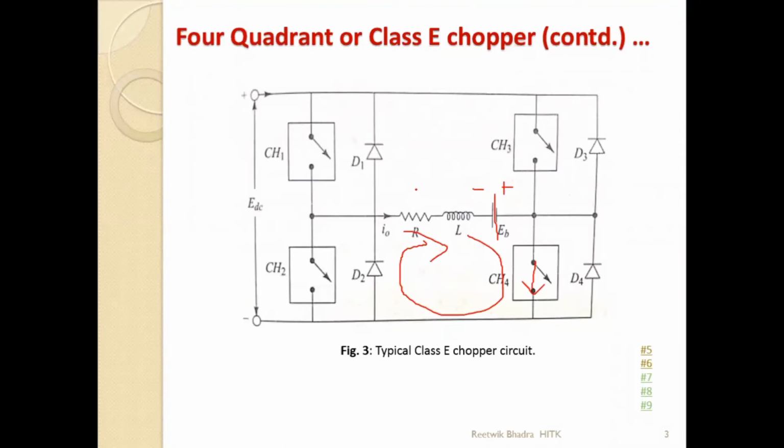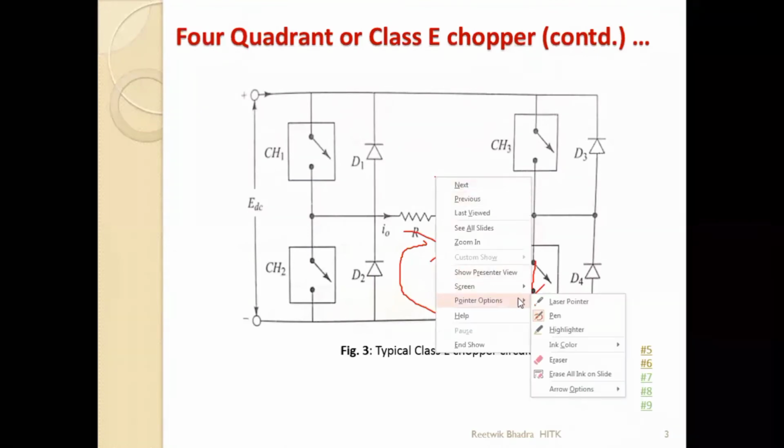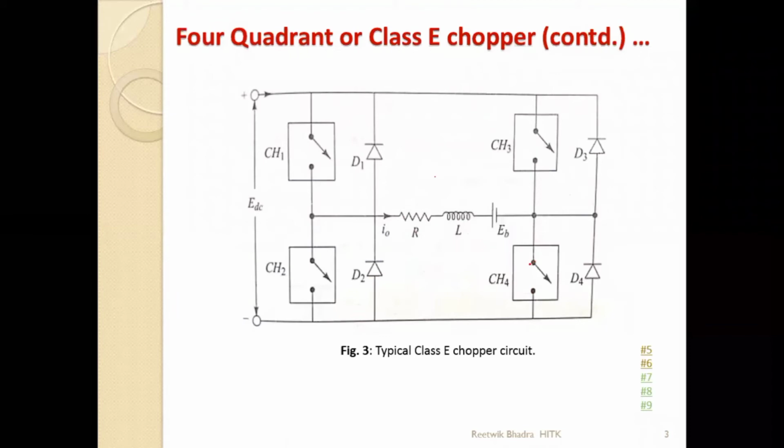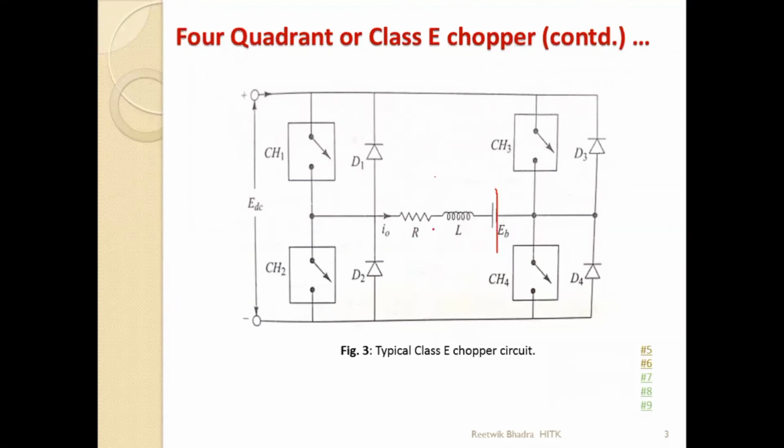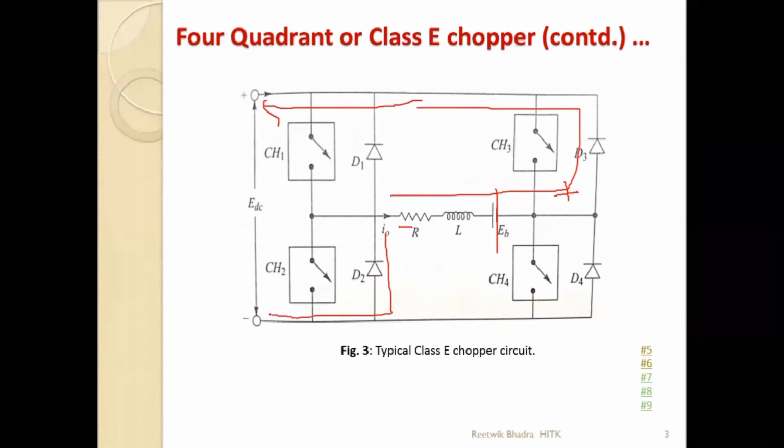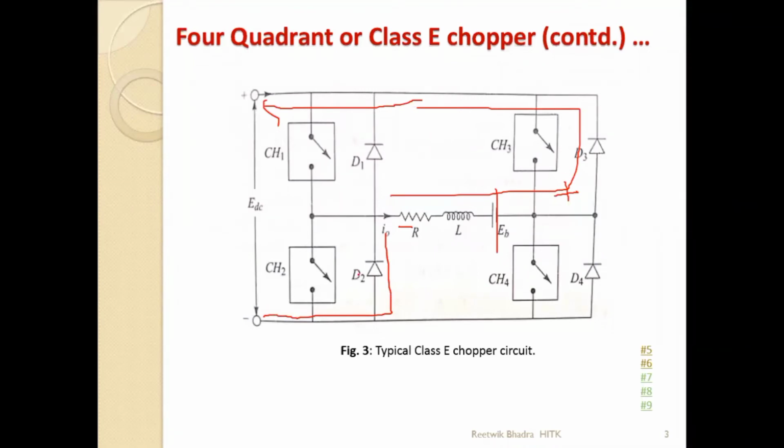And when it discharges, what will happen? CH4 is off. This polarity is changed, right? This side is positive and this side is negative. So this positive is connected to D3, so D3 will be on. There will be a negative over here, so this is connected to D2. So it will discharge through D2 back to the source and complete its path. This is the path of the circuit. So charging is through CH4 and D2, and discharging is through D3 and D2.